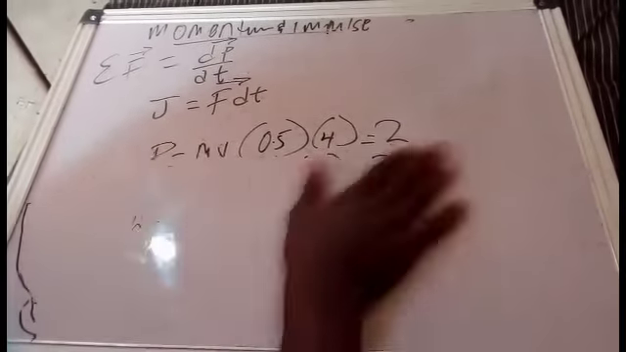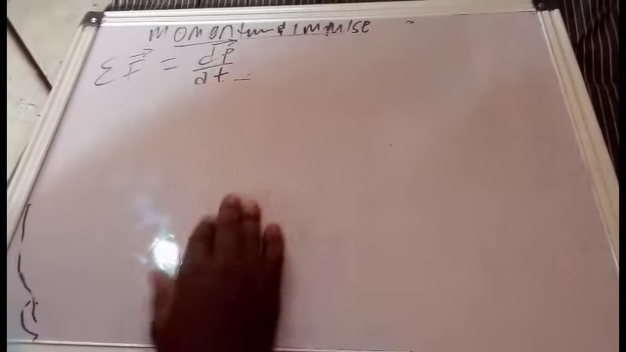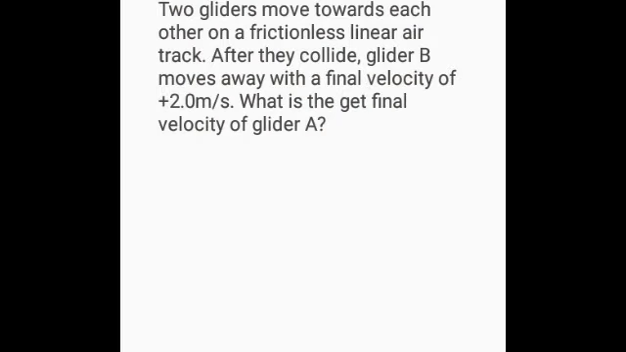Let us study an example. The example says two gliders move toward each other on a frictionless linear air track. After they collide, glider B moves away with a final velocity of 2 meters per second. What is the final velocity of glider A? Let us solve.